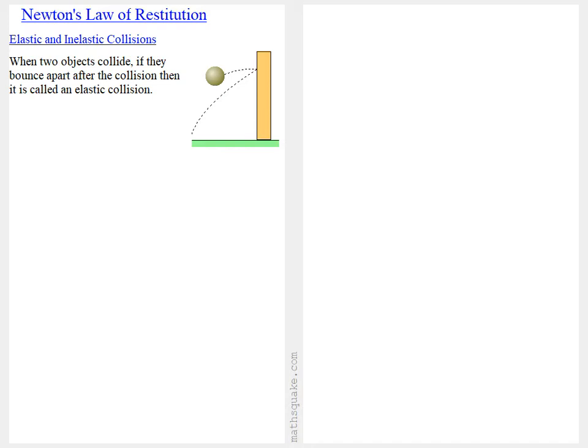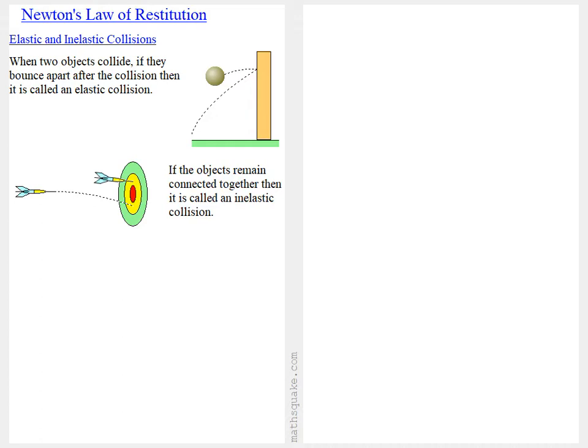When two objects collide, if they bounce apart after the collision, then it's called an elastic collision. We can see this in the diagram. A ball bounces against a wall and then bounces back. The ball separates from the wall.